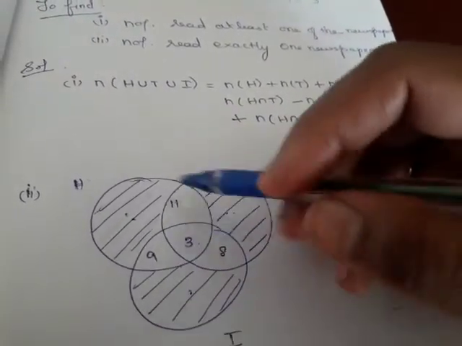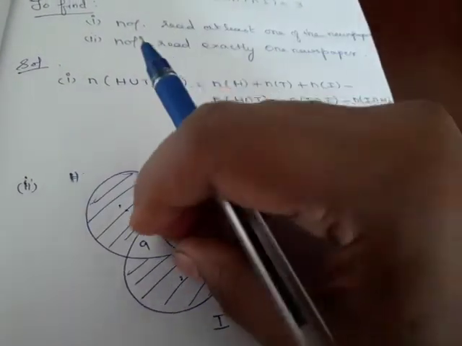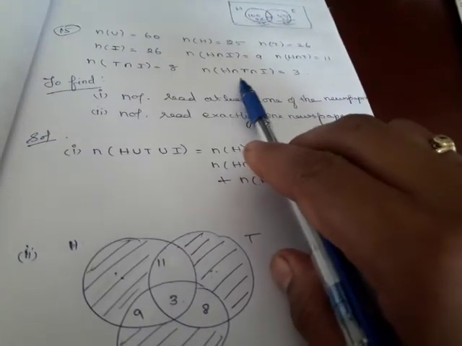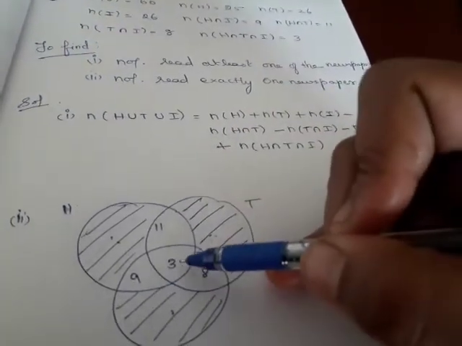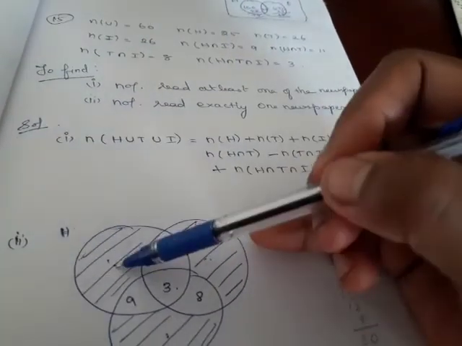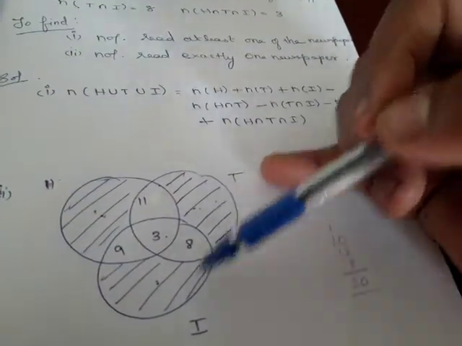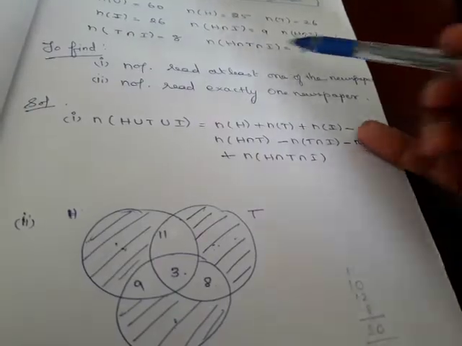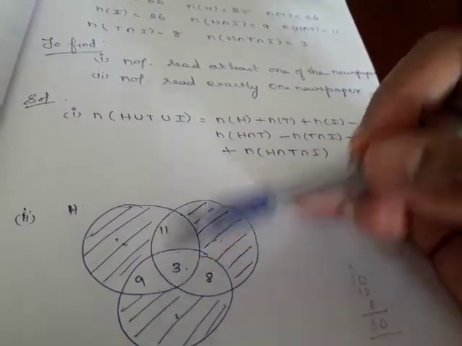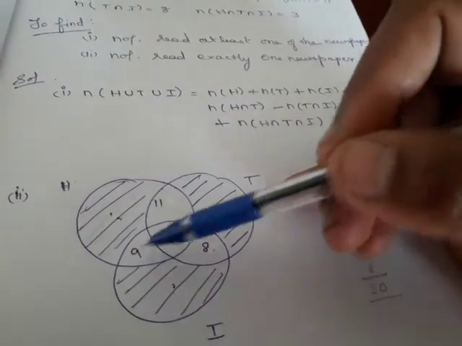So for that, first write the known values here. Always fill the Venn diagram from the center, from the inner part to the outer part. So first, if you know the intersection of all three, write it here. In the question they have given H intersection T intersection I is 3. So I have written 3 in the middle. Then H intersection T is 11, so 11 here. T intersection I is 8. Then H intersection I is 9. So write these three values.